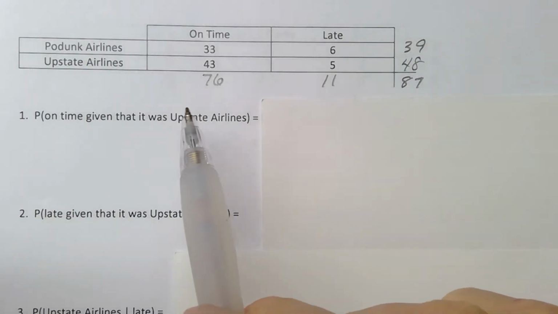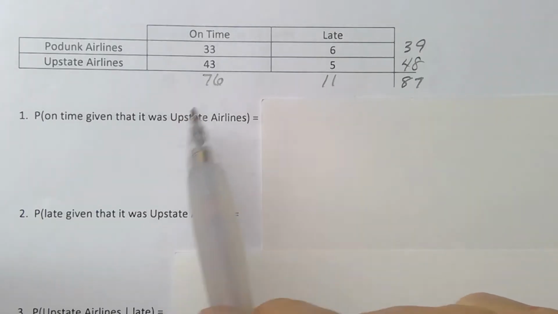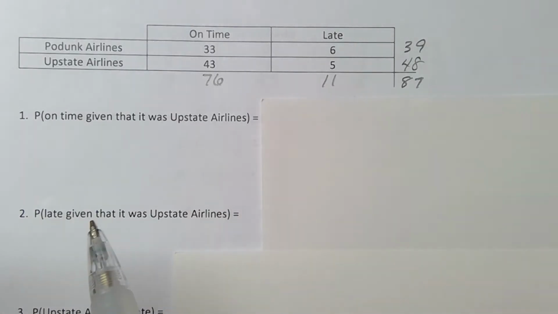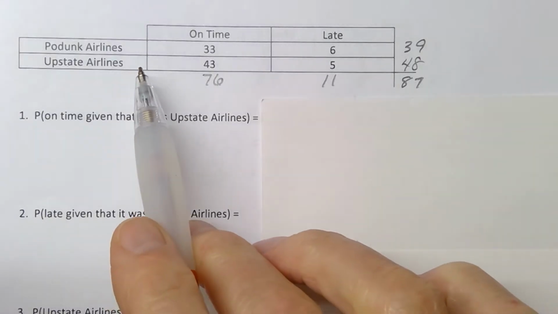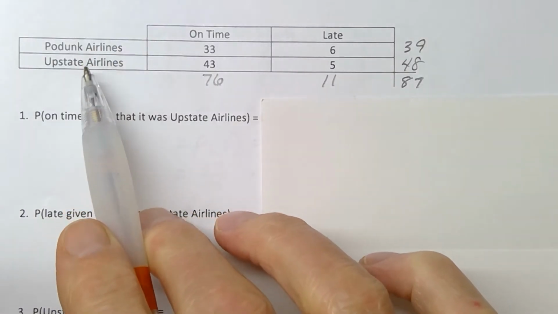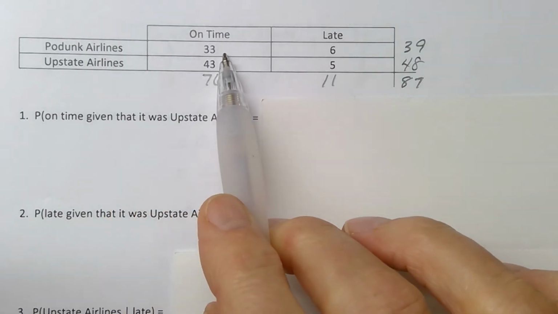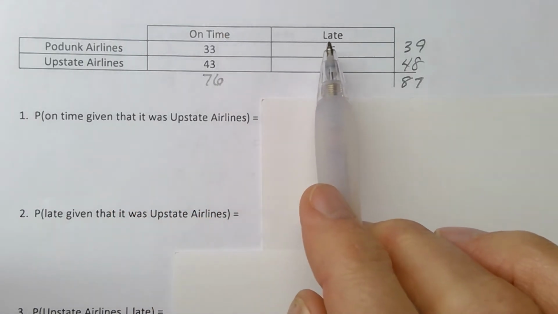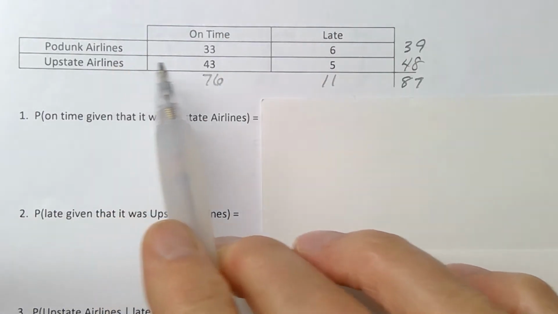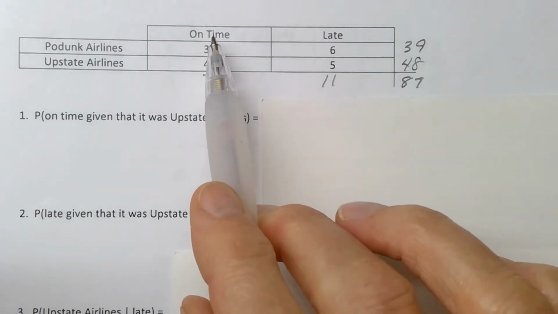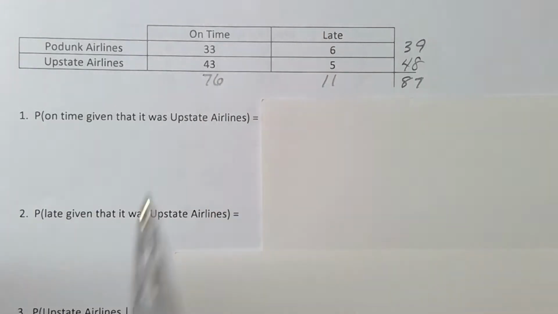Let's do a short video on probability given a table. This little table has two airlines. Podunk Airlines has 33 flights that arrived on time and 6 that arrived late. Upstate Airlines has 43 flights that arrived on time and 5 that arrived late.